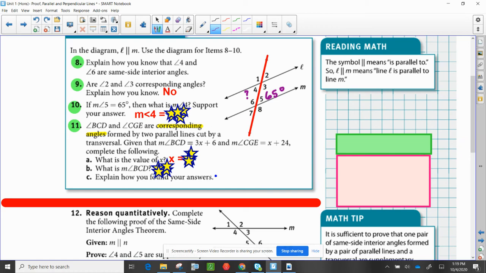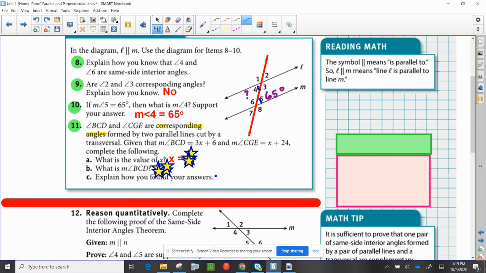Okay. Well, if we look at these angles, 4 and 5, those are alternate interior angles. So what do we know about alternate interior angles? Those angles are congruent. So if angle 5 is 65, then so is angle 4.